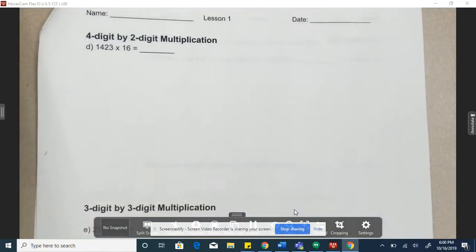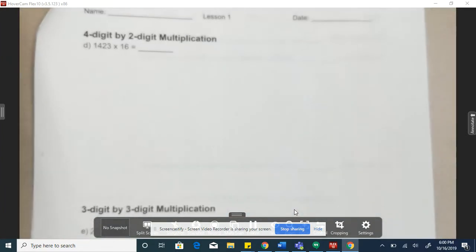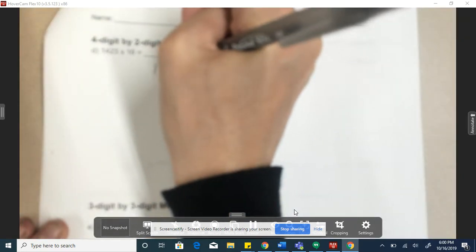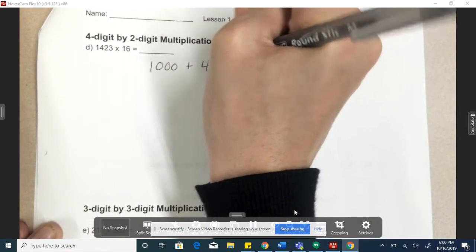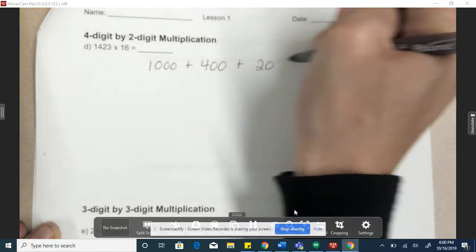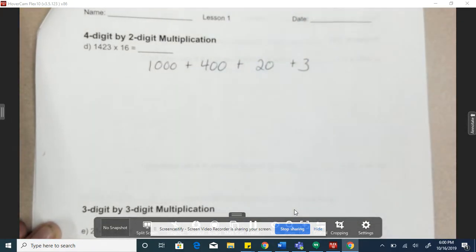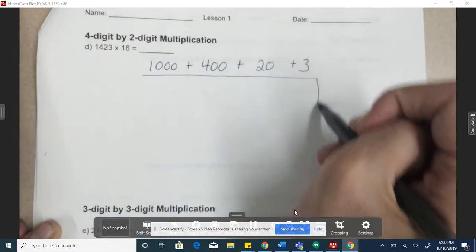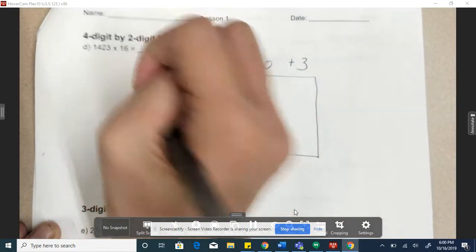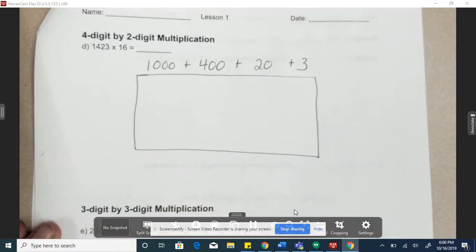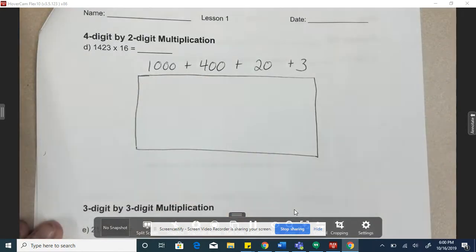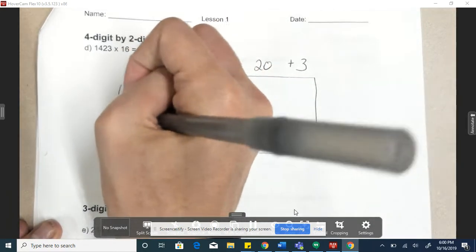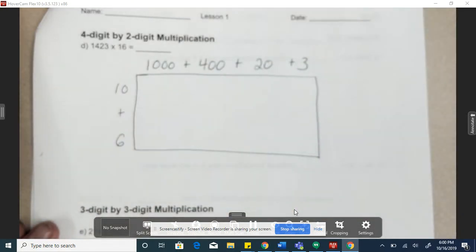All right, move on to the next. Same thing, we're going to write our first factor, 1,423, in expanded form. We're going to write our big rectangle. Make sure it's deep enough to have 2 numbers. We're going down the side since this is going to be expanded into 2 numbers. And now we're going to write 16 in expanded form, which is 10 plus 6. Wherever the addition sign is, I'm going to draw my line.